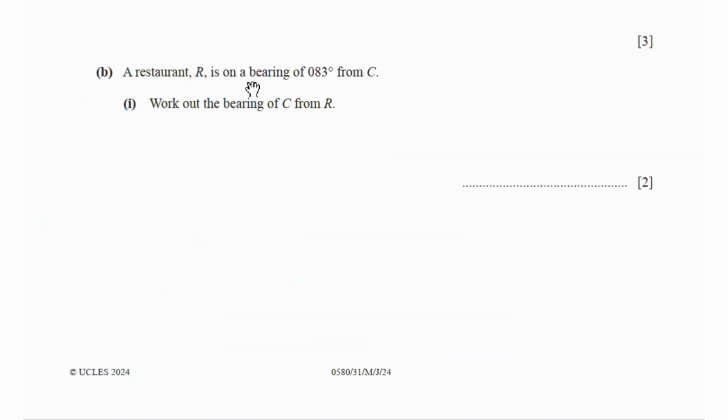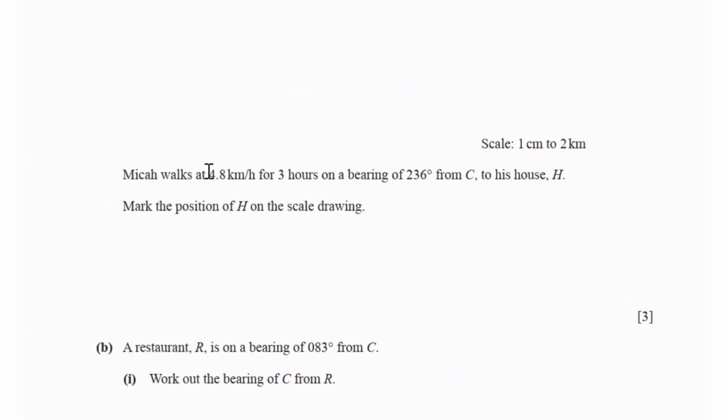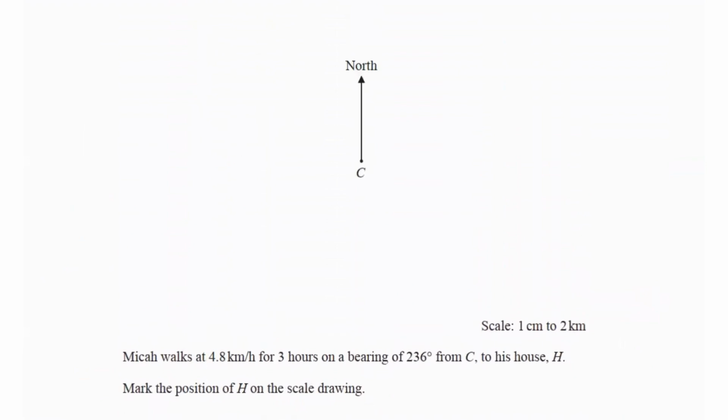Part B says restaurant R is on a bearing of 83 degrees from C. Work out the bearing of C from R. So if it's at a bearing of 83 degrees from C, once again, drawing an estimate over here, 83 would be somewhere over here. This is R and this is 83.